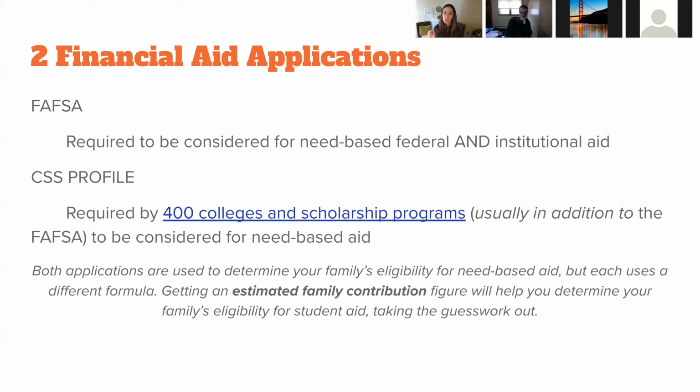So there are 2 major financial aid applications you have to be thinking about and planning for. These go live in October, which is why we do this workshop now. So for any current senior, you have to fill these applications out next month, and you have to finish them by your student's first college deadline.